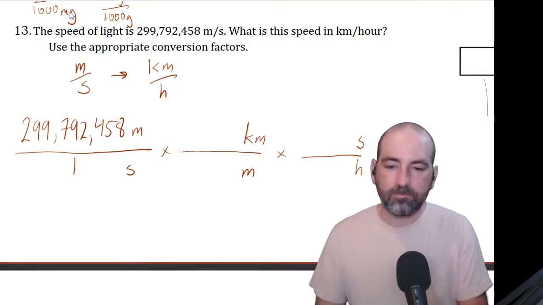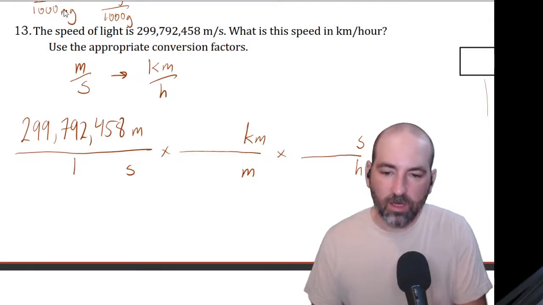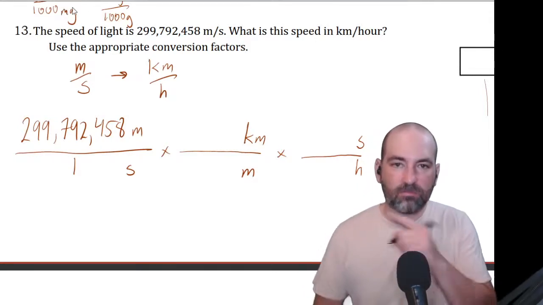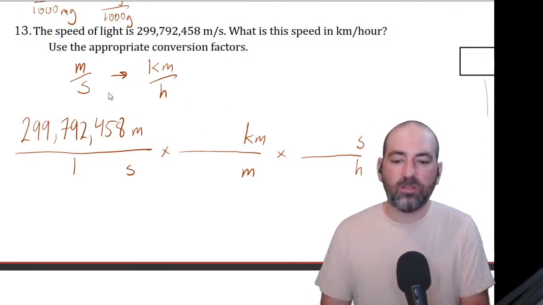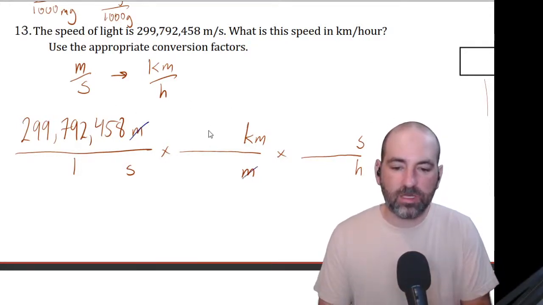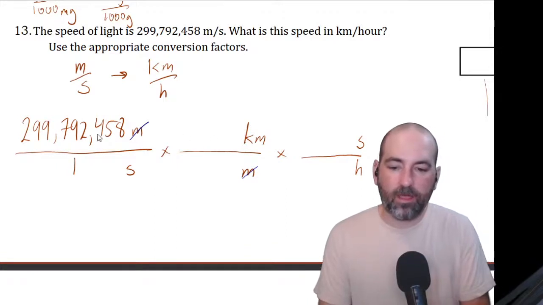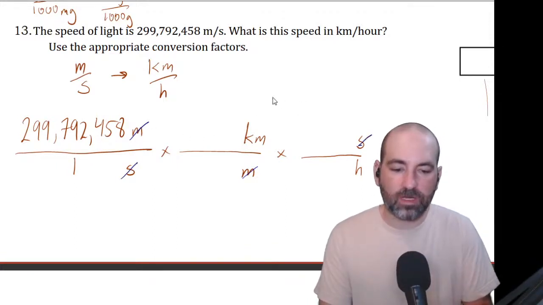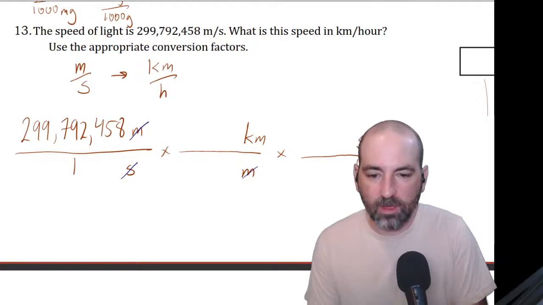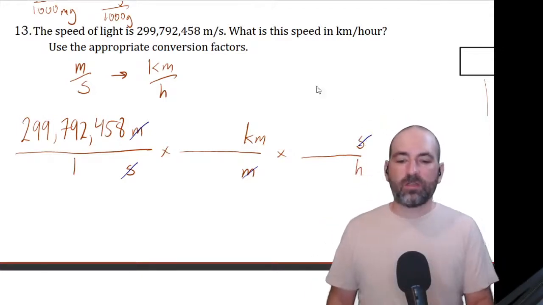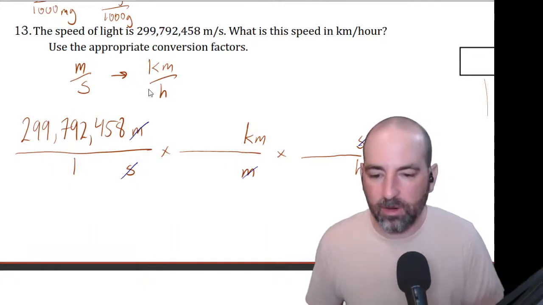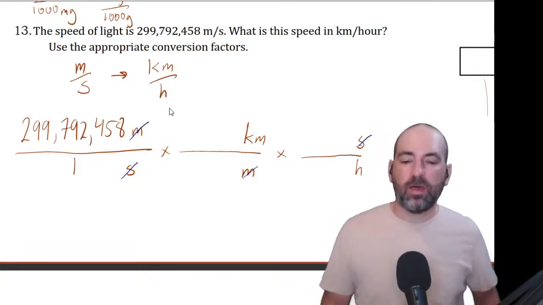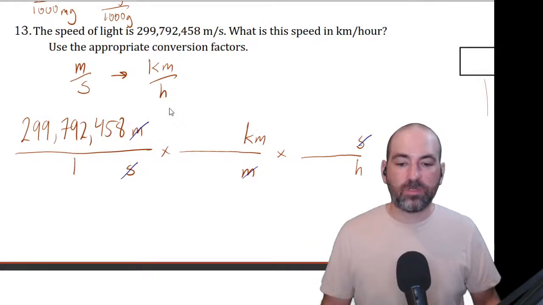Okay. So if we've done this correctly, we should find a canceling partner for each of our starting units. So meters cancels with this, meters and meters, and seconds cancels over here, seconds and seconds. So now what's left is kilometers on top, hours on the bottom, which is exactly what we wanted, kilometers per hour. And we just need to fill in our numbers and calculate.